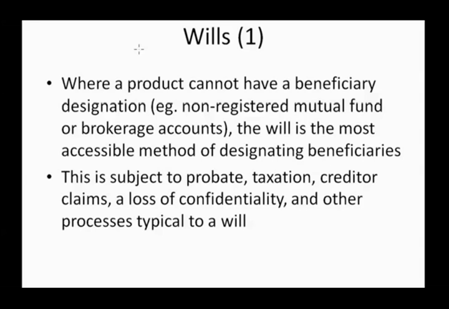Most of the assets that one would own in their lifetime are going to flow through the will. Most things you can own, like most real estate or non-registered investments or brokerage accounts, can't have a direct beneficiary designation on that product, so instead you use your will to create those beneficiary designations. Now, when you do this, we have several concerns here.